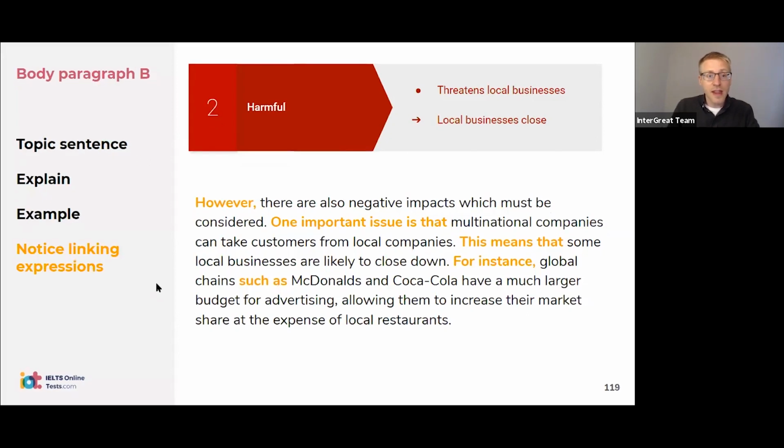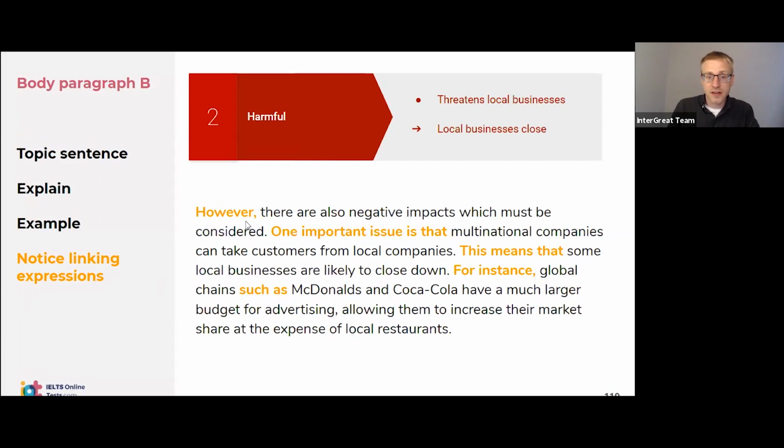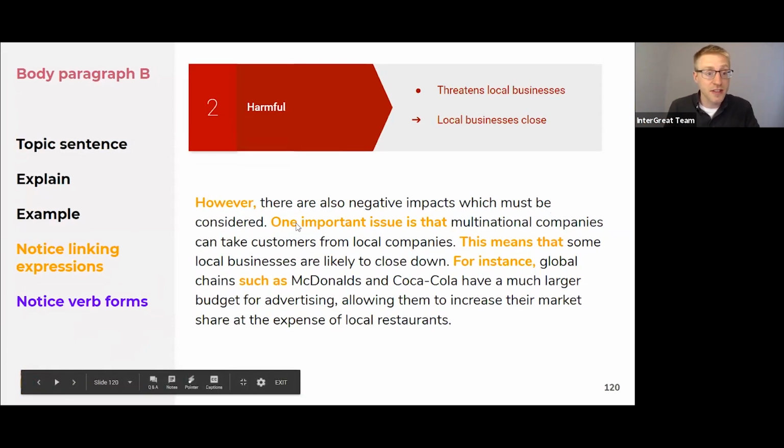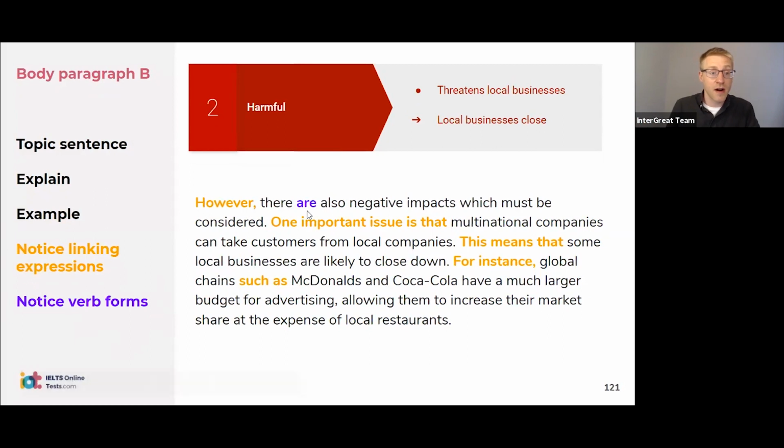Taking a look at the linking expressions, you can see, however, to introduce the contrast, one important issue to introduce the main point, this means that, for instance, and such as, for example. We also have similar verb forms here. There are some negative impacts in the real world now. And I've used the passive form, which must be considered. This is nice, to show the examiner you have control, the passive modal present. Very nice language.